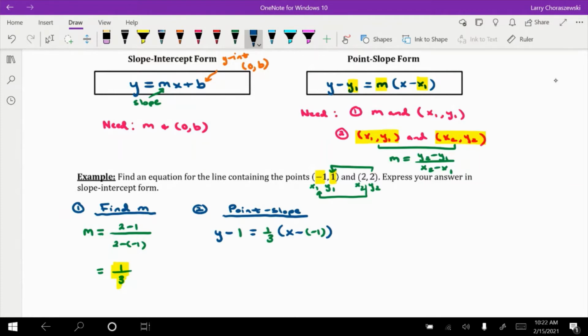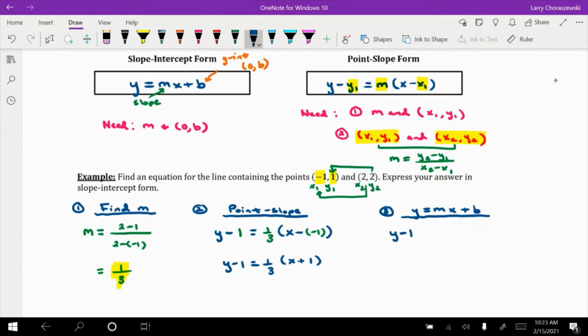I'm just going to clean that up a little bit. I'll keep it as y minus 1 on the left, 1/3, and in the parentheses, due to a double negative, it'll be x plus 1. And this technically is an equation for the line, but it's not in slope-intercept form like they're requesting. All right, this would be the point-slope version of the line. Which takes us to the third and final part of the conveyor belt process. This is where we're going to rewrite that equation in the format y equals mx plus b.